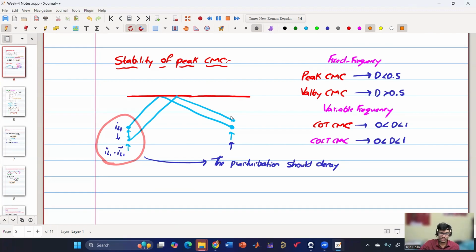So not just for this stability, anywhere, what we do is we give a perturbation, and then we see whether the perturbation is decaying or not over a period of time. If the perturbation is increasing, it means it is unstable. If the perturbation is decaying, it means it is stable. So based on this, sir has derived the expression. In peak current mode control, we get duty ratio less than 0.5, and in valley current mode control, we get duty ratio greater than 0.5.